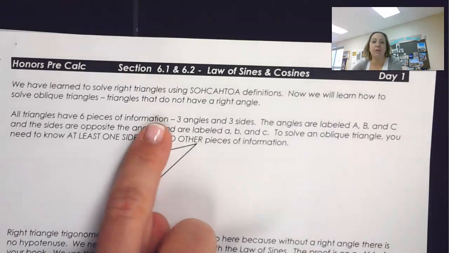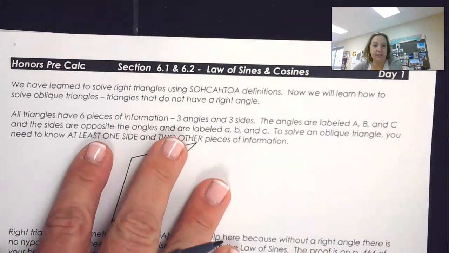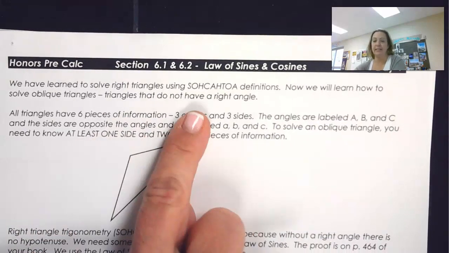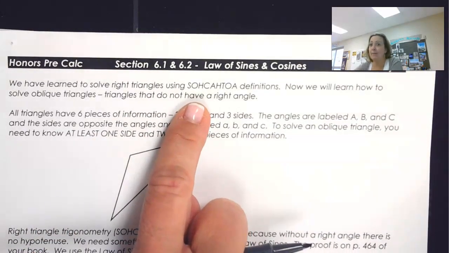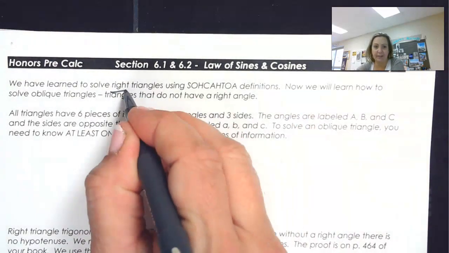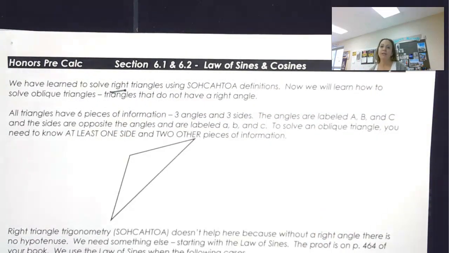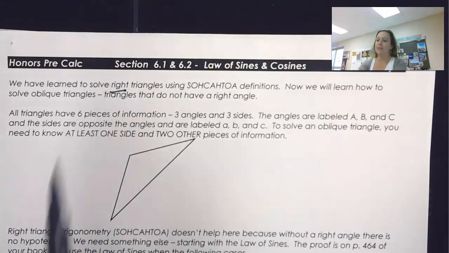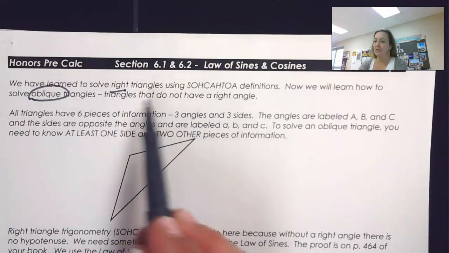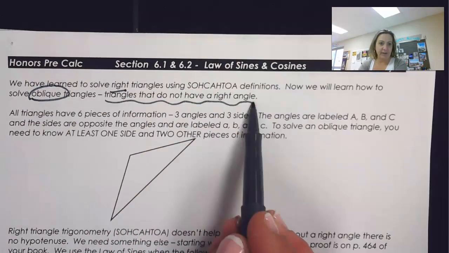So we have learned to solve right triangles using SOHCAHTOA definitions, but we can only use this idea, SOHCAHTOA, if there's a hypotenuse, which is a right triangle, right? Now what we're going to do is review and learn how to solve oblique triangles. And when we talk about oblique triangles, those are triangles that don't have a right angle.